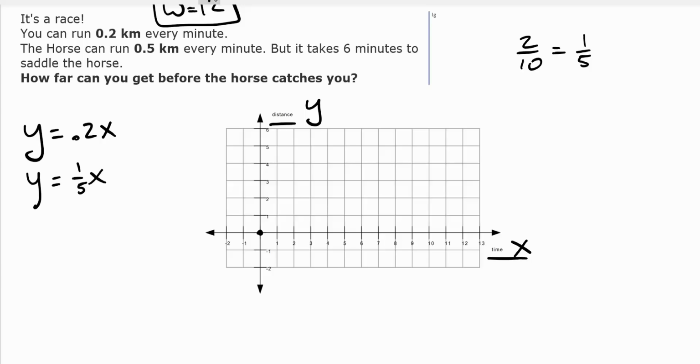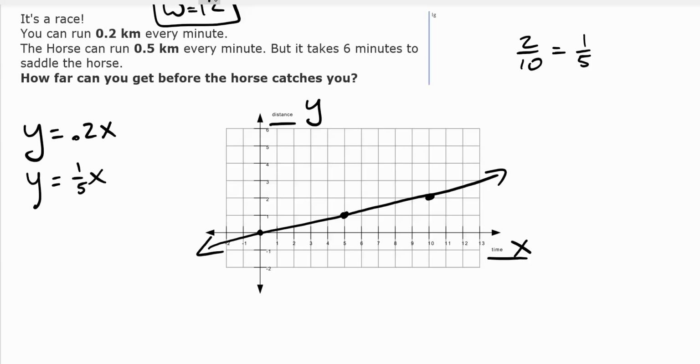We're starting at 0, time 0, distance 0. And we're going up 1 and over 5. That means if we're running 0.2 kilometers every minute, that we're going to run 1 kilometer every 5 minutes, 1/5. So up 1 over 5 again, and we've got a graph of our line there, y equals 1/5 x.